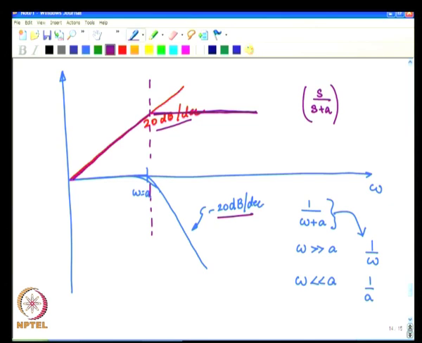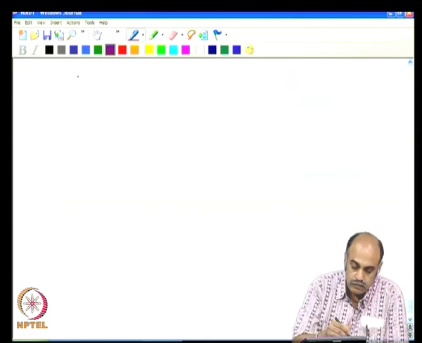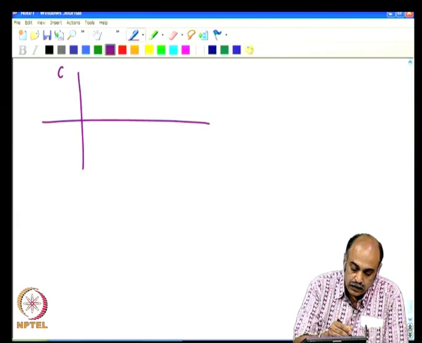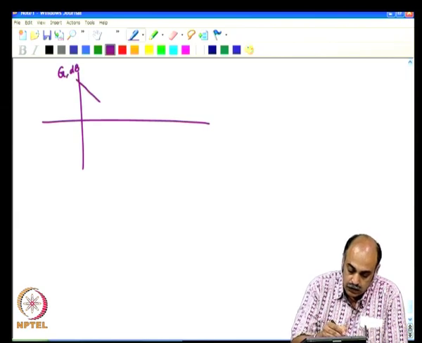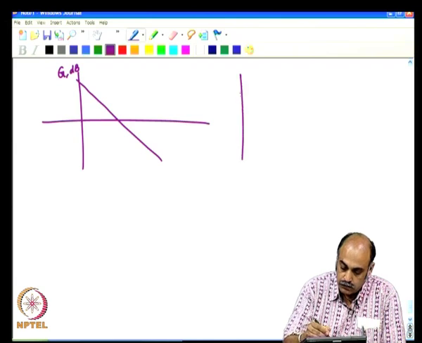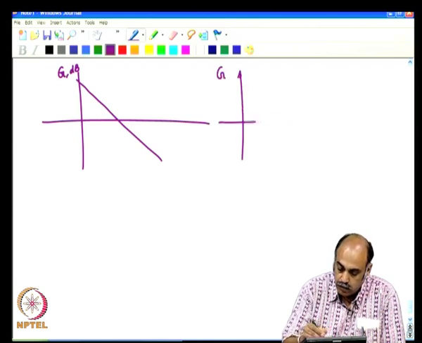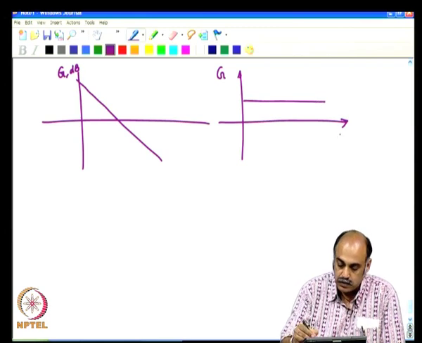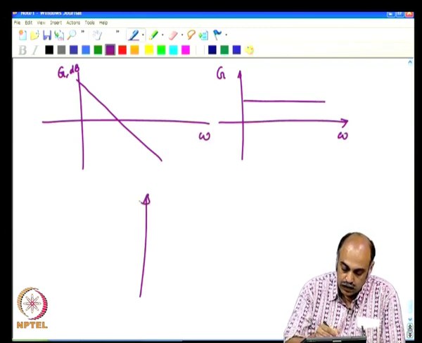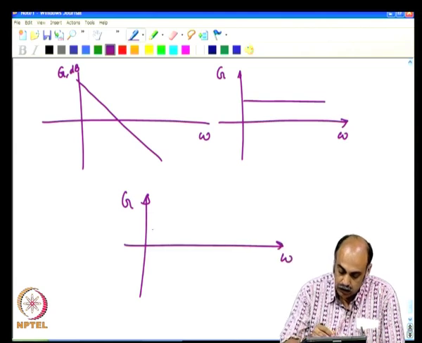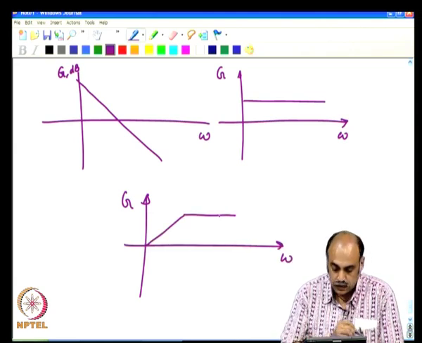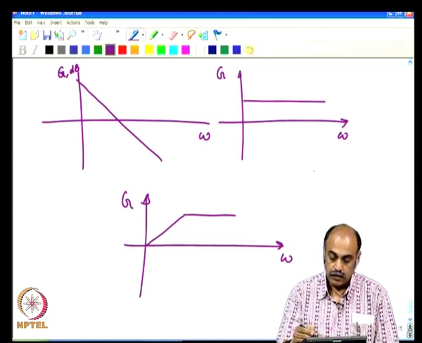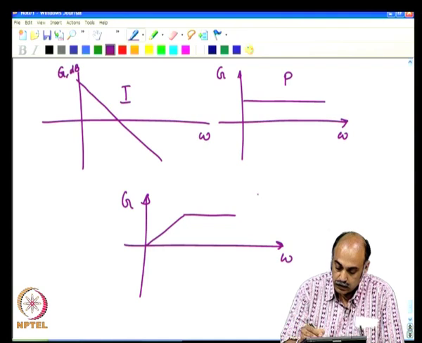So, this is called the derivative block. You have an integrator block wherein the gain in dB starts falling like that. You have a proportional block where it is constant with respect to frequency, and you have a derivative block where it increases and then stays flat with respect to frequency. So, this is the I block, this is the proportional block, this is the derivative block.